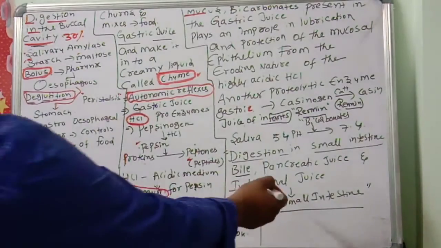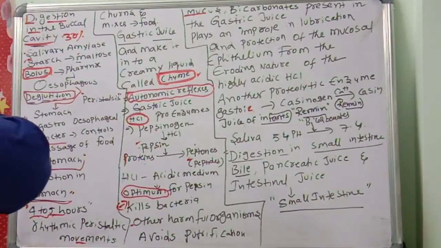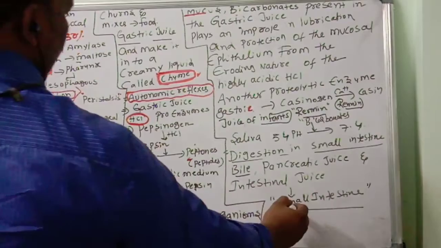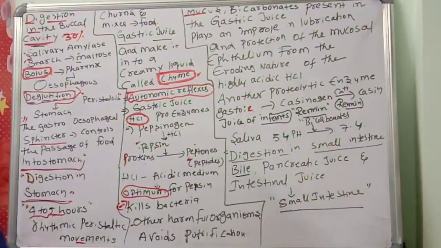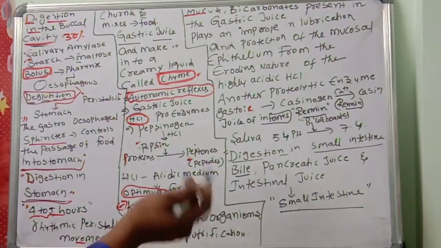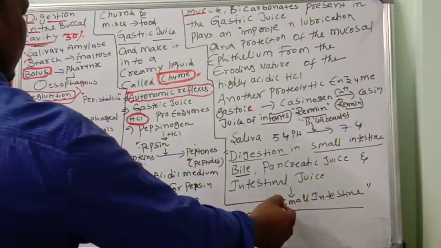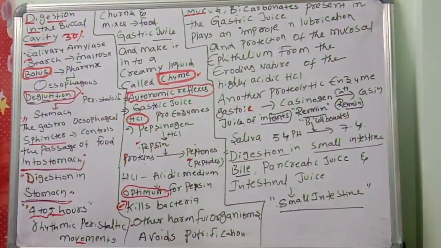Bile, pancreatic juice and intestinal juice are released directly into the small intestine. The small intestine is a very important point, because the maximum amount of digestion and absorption takes place in the small intestine.